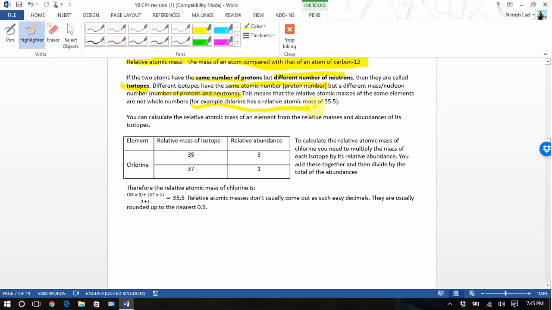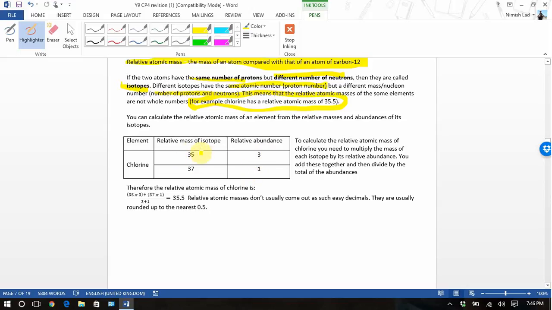So you have chlorine, for example, which has a relative atomic mass of 35.5. You can calculate the relative atomic mass of an element from the relative masses and abundances of its isotopes. So you have chlorine with a relative mass of 35, and there's 3 of those, and there's chlorine with a relative mass of 37, and there's 1 of those. That's 3 to 1, so there's 3 of those to every 1 of these.